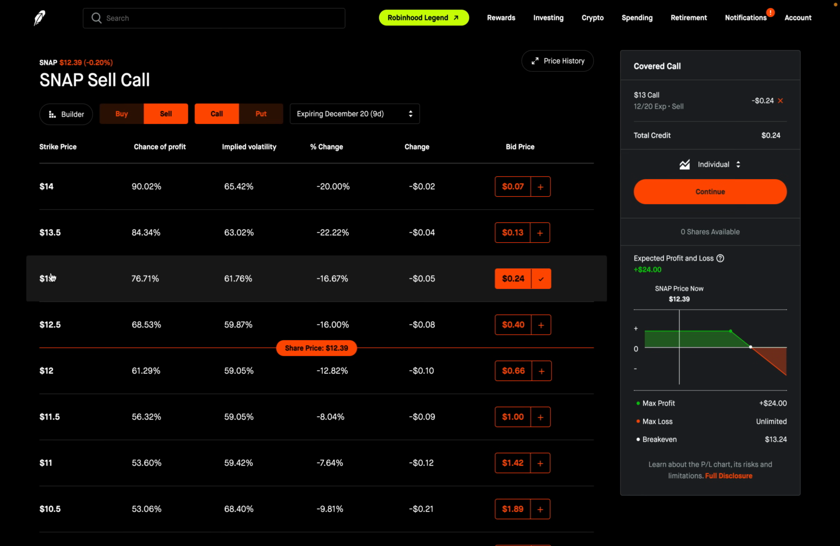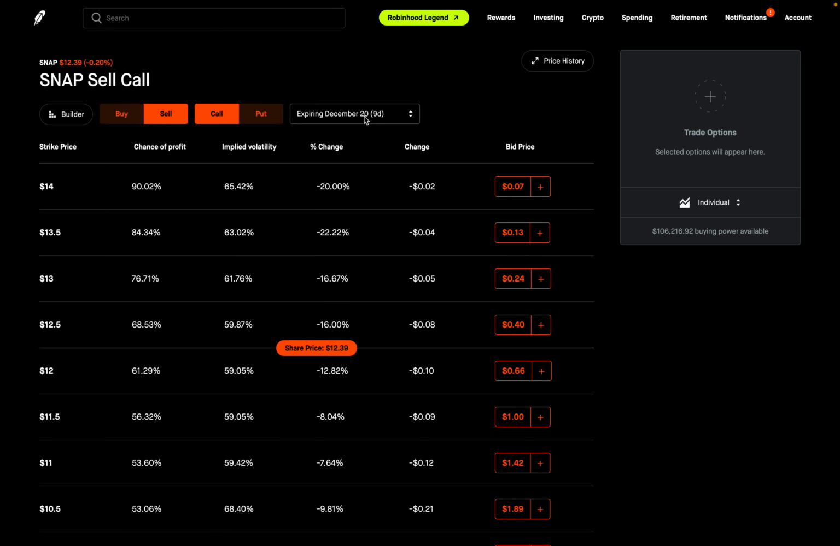So we are still going to sell our cash secured put. So let me clear this here. So we're going to go back to put here. So again, let's pretend I believe Snap is fairly valued right now.